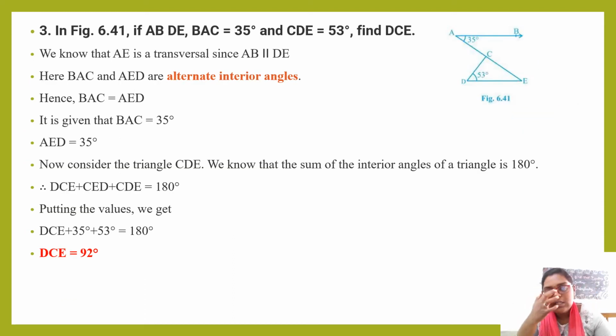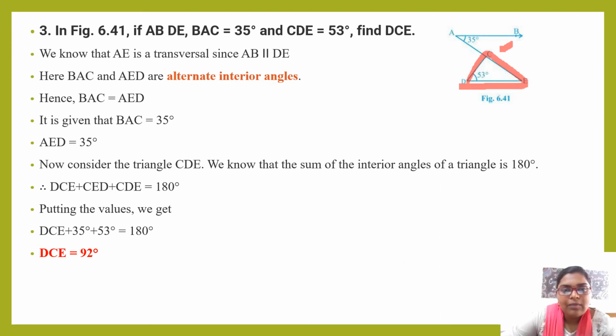In figure 6.41, AB is parallel to DE. If AB is parallel to DE, BAC is equal to 35 degrees, they have given in the figure also, and CD is equal to 53 degrees. That also is given. What do we have to find? We have to find DCE. This is the one we have to find.